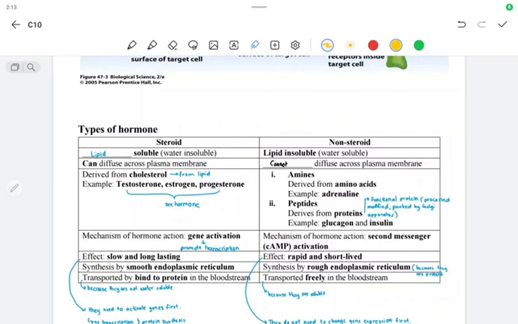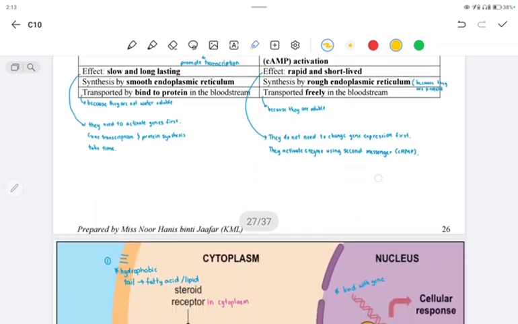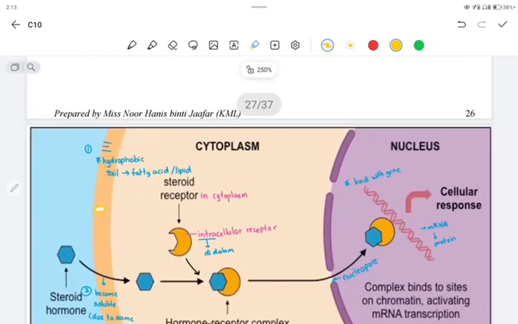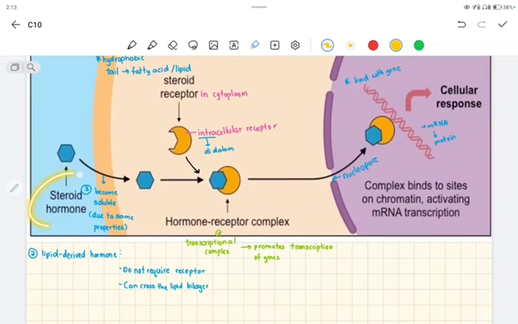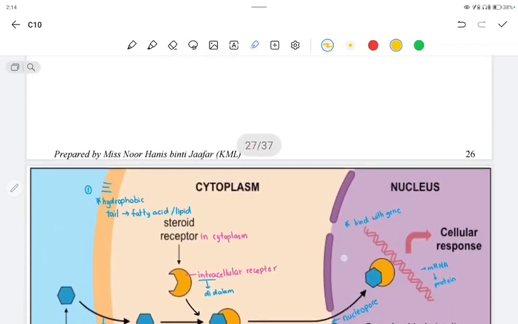Today I'm going to explain the two main types of hormone, which are steroid hormone and non-steroid hormone. So first, steroid hormones are lipid soluble, which means that they can diffuse across the plasma membrane, because we know that in our plasma membrane there are hydrophobic tails, which consist of fatty acids and lipid. So basically our steroid hormone becomes soluble when they diffuse across the plasma membrane due to the same properties.